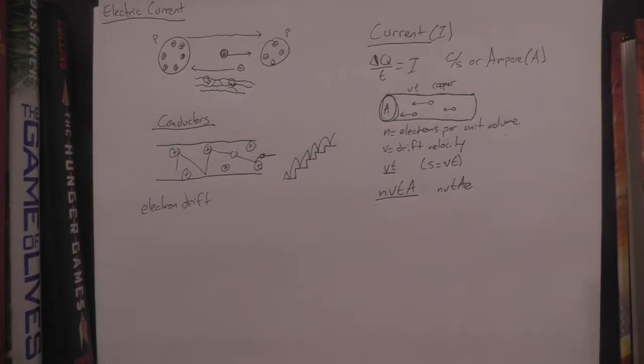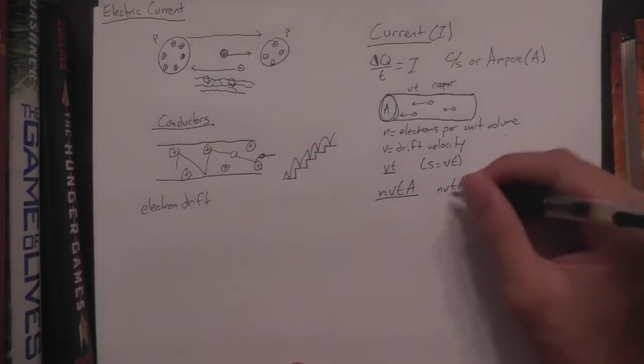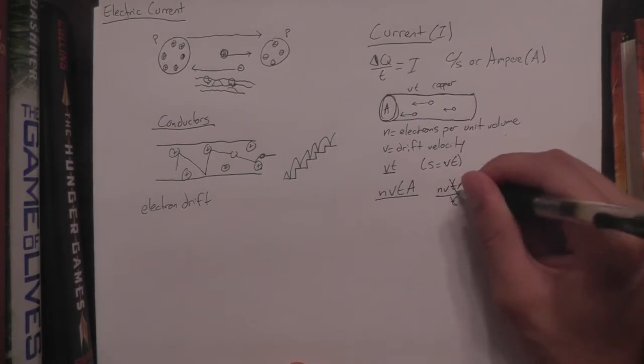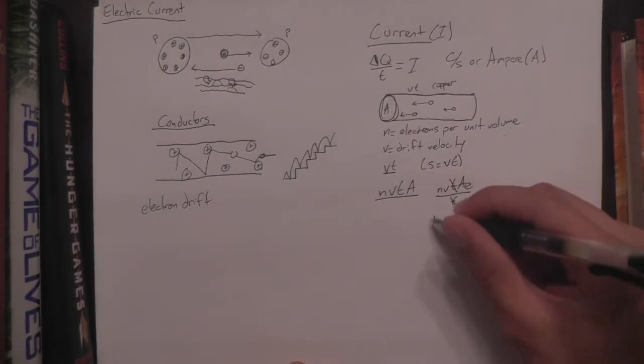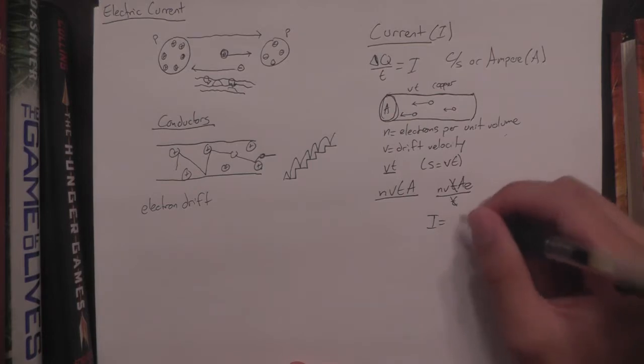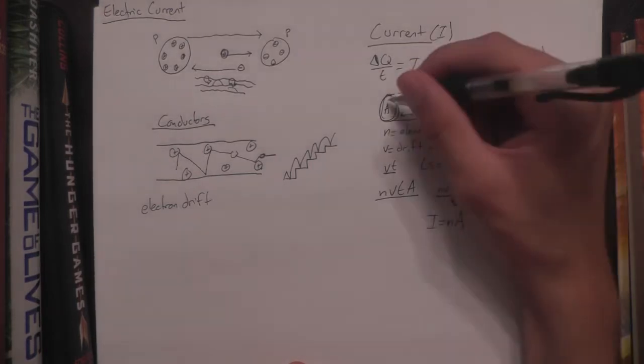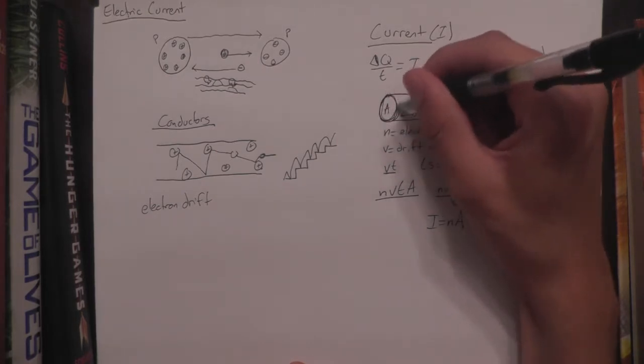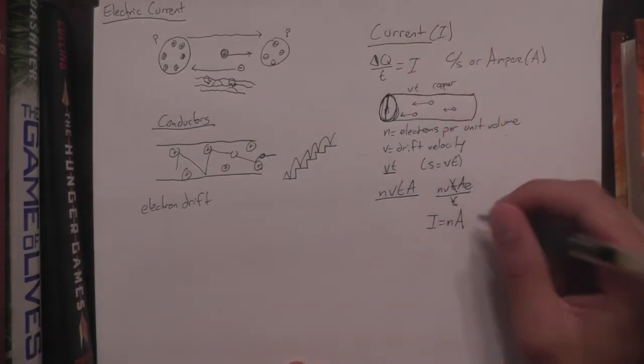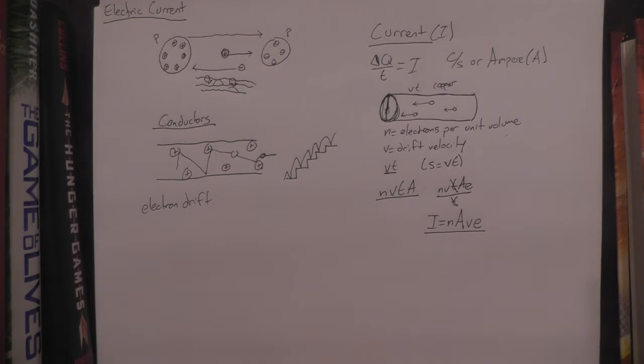And we know that current is charge over time. So if we put that over time, the times cancel out, and you end up with current equaling the electrons per unit volume times the cross-sectional area, which is the area of the circle created by the cross-section, times the drift velocity of all the electrons, times the fundamental charge. And that is a formula for current that will become very useful later. But for now, let us discuss resistance.